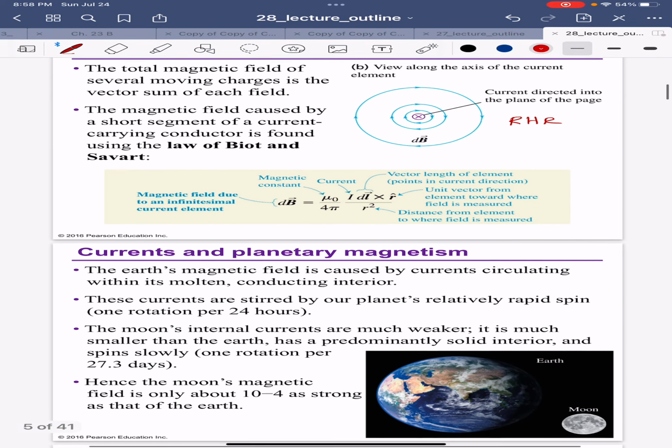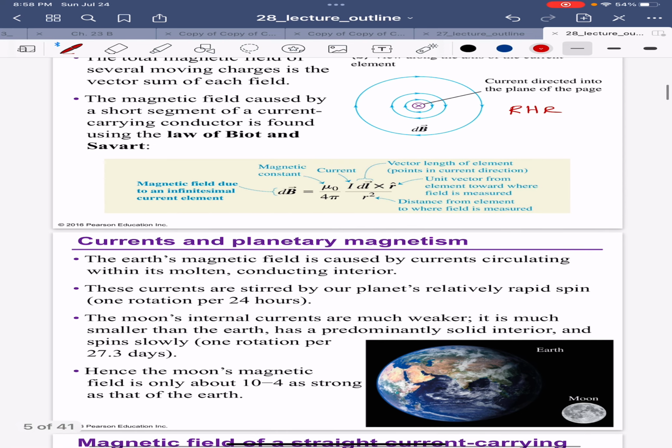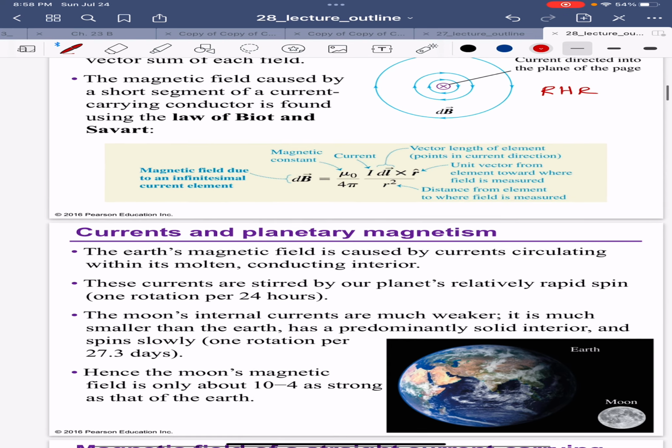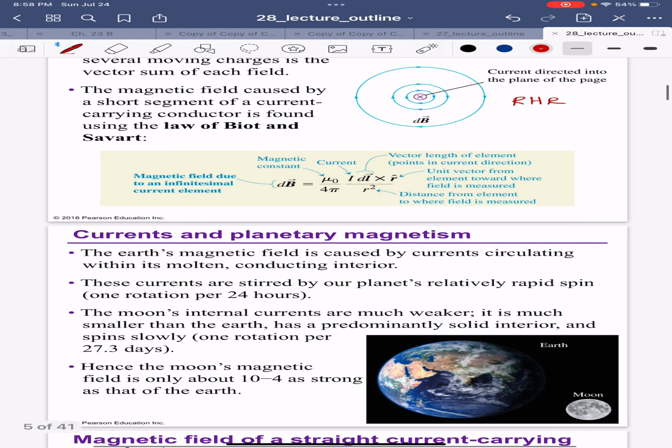All right, now currents and planetary magnetism. The Earth's magnetic field is caused by currents that are circulating in the molten interior of the Earth. These currents are stirred by our planet's relatively rapid spin, and I will say this causes the magnetic field of the Earth.